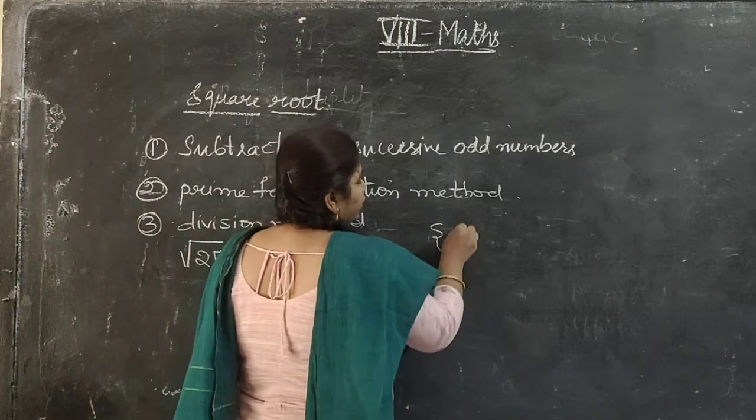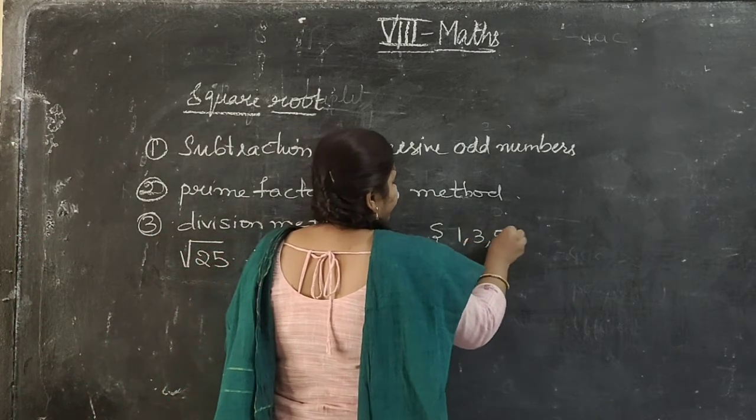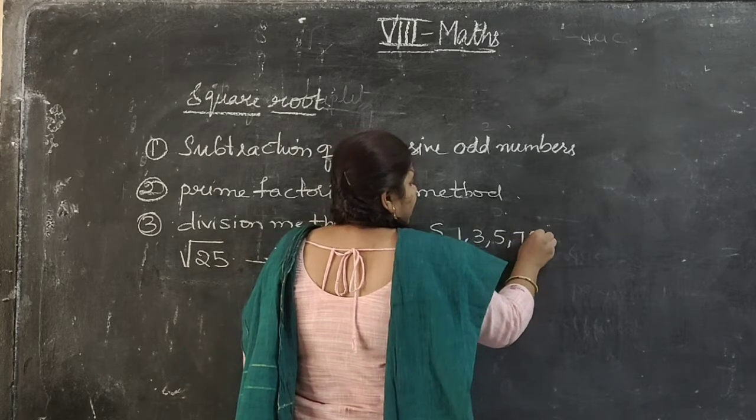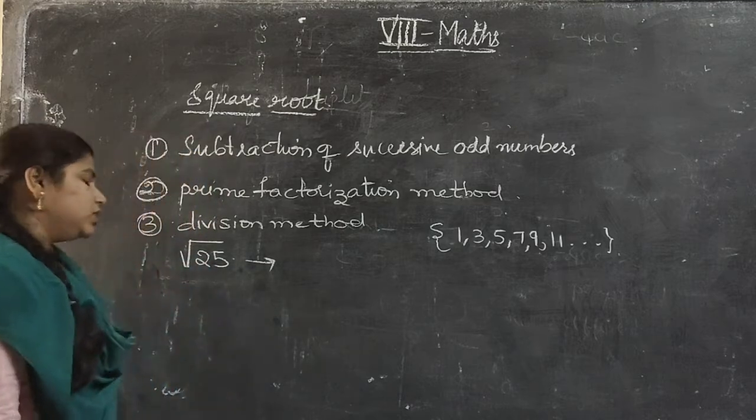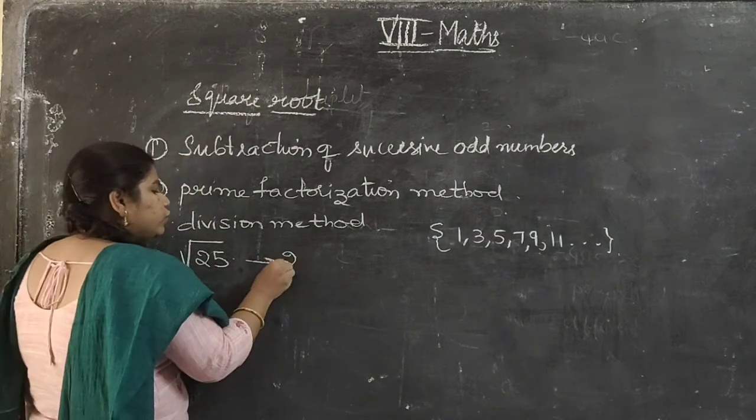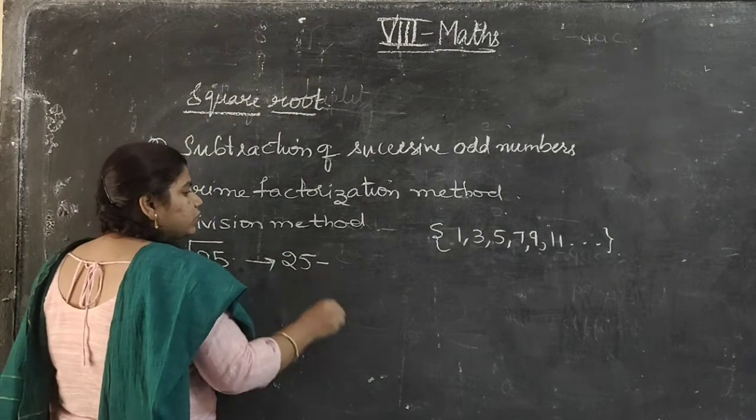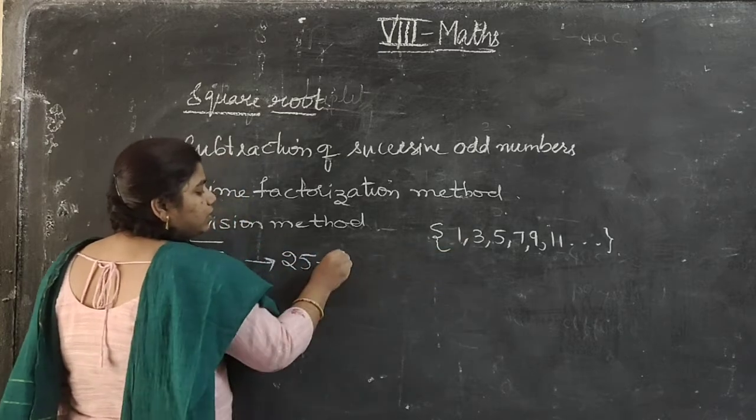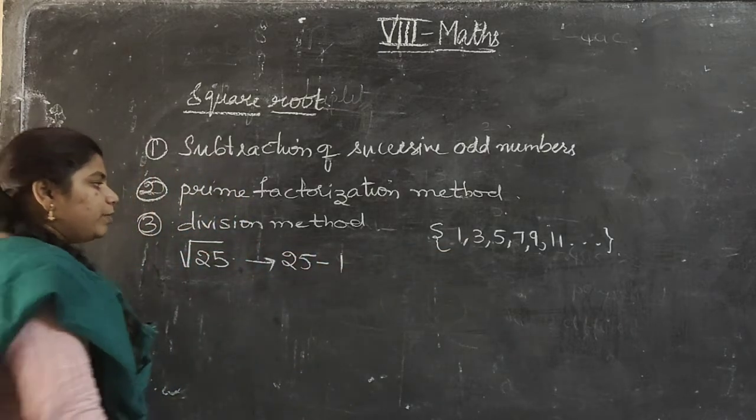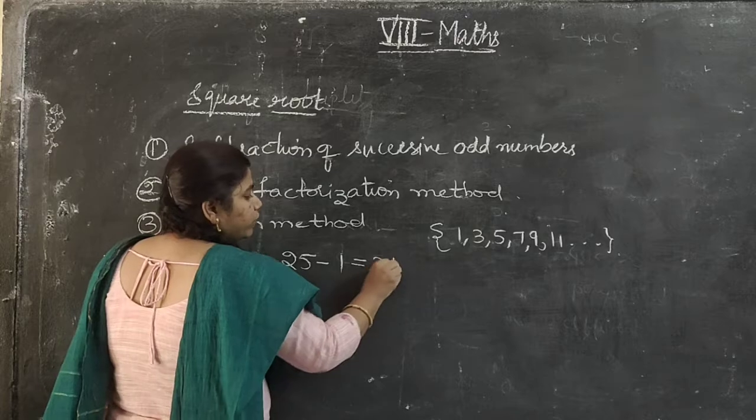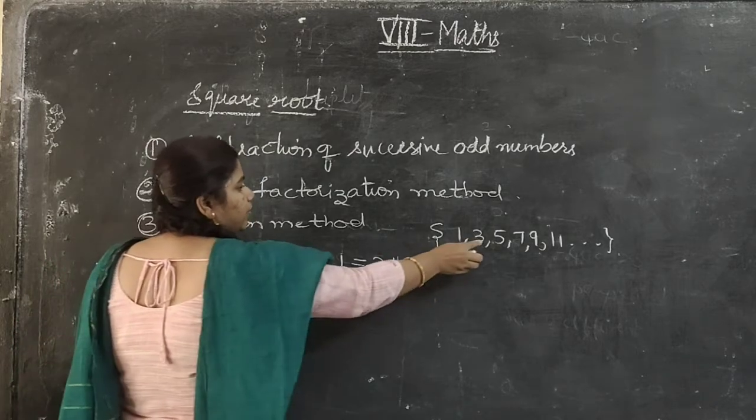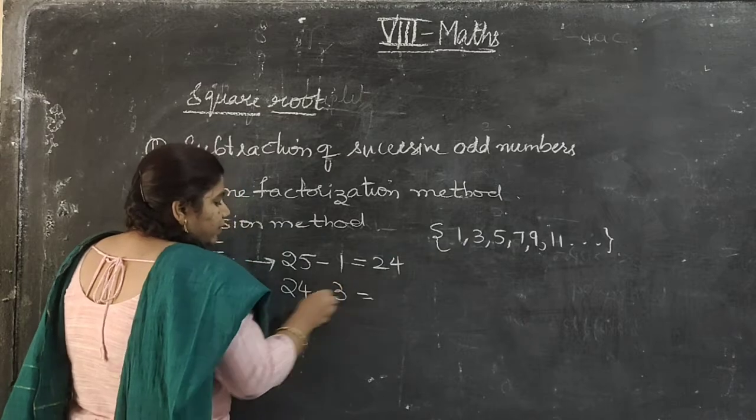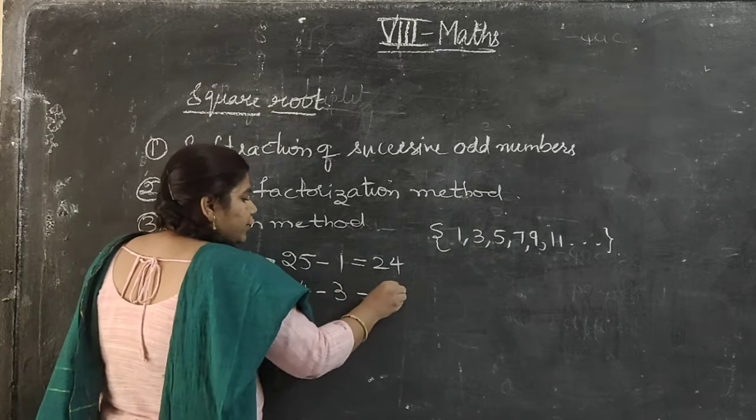What are consecutive odd numbers? 1, 3, 5, 7, 9, 11 and so on. So these all are consecutive odd numbers. So how to find this? First 25. From this 25, first we have to subtract the first odd number, that is 1. So 25 minus 1 will be equal to 24. Next, with this 24, what is the second odd number? That is 3. So 24 minus 3 will be 21.